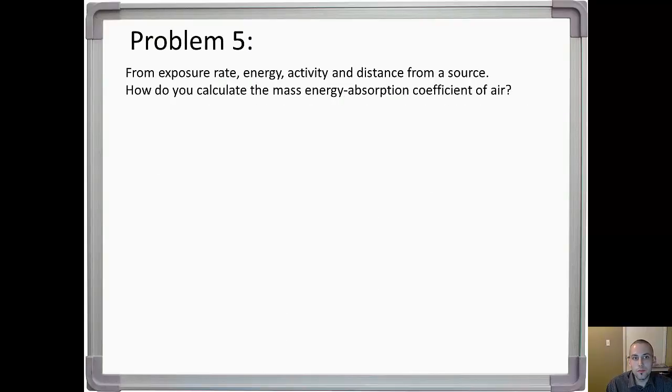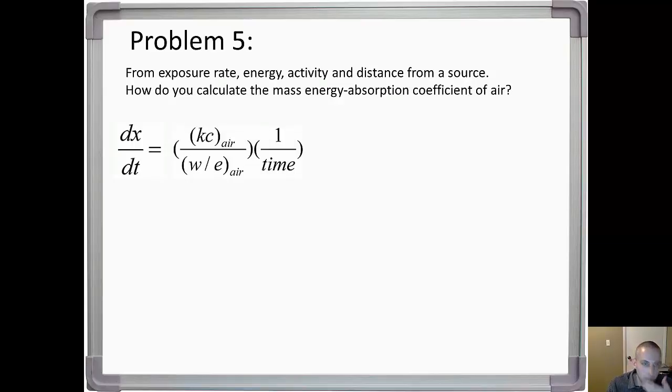Okay, problem 5. From exposure rate, energy, activity, and distance from a source, how do you calculate the mass energy absorption coefficient of air? This could very well be a question on one of your tests. So exposure rate is equal to collision kerma times W over E value. And because we say exposure rate, we also have to multiply it by 1 over time.